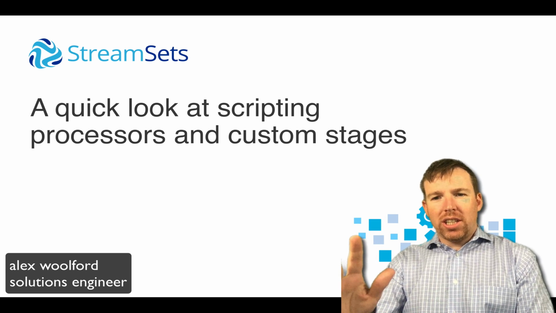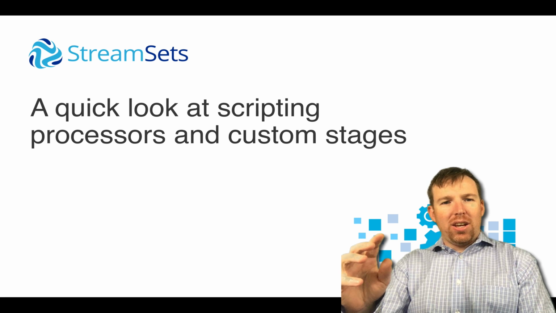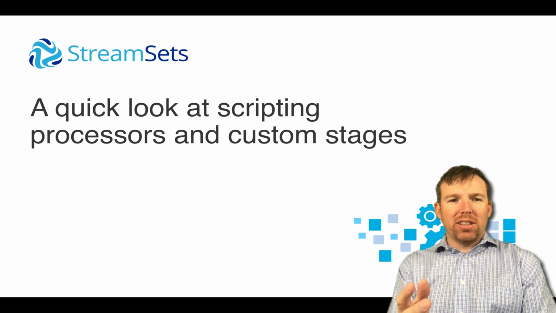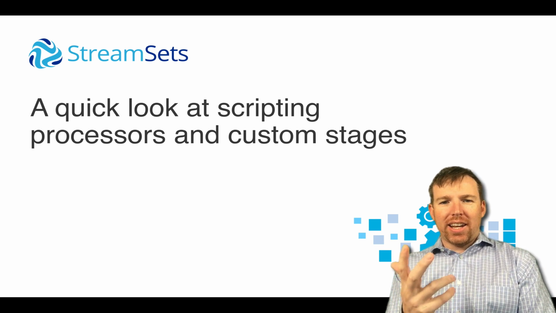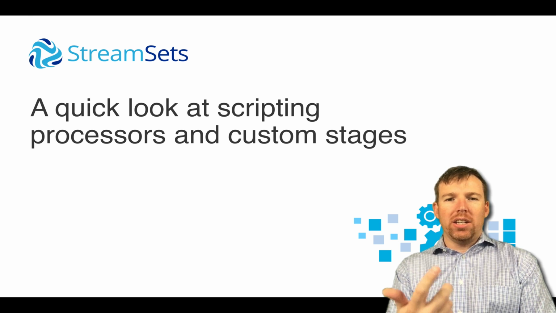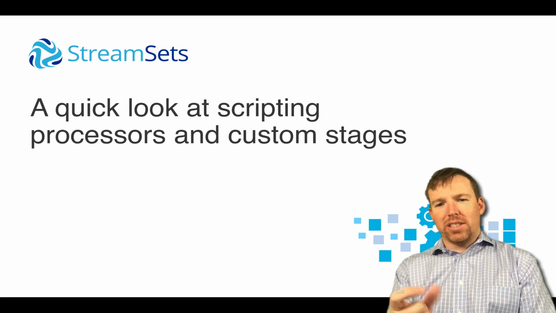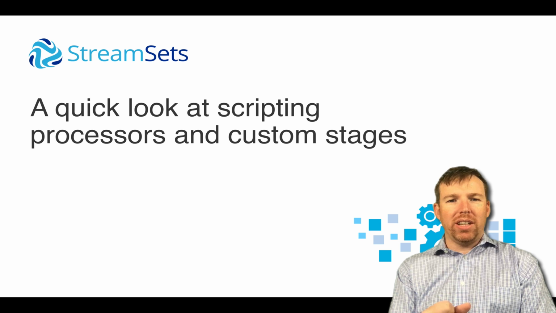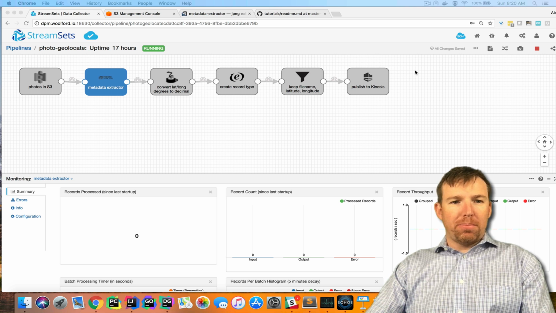I'm a solutions engineer at StreamSets, and I thought it would be good to take a quick look at how to extend the functionality of StreamSets Data Collector using scripting processes and custom stages. You use these things when the standard origins, destinations, processors, and executors don't do what you need them to do. So here's a pipeline.